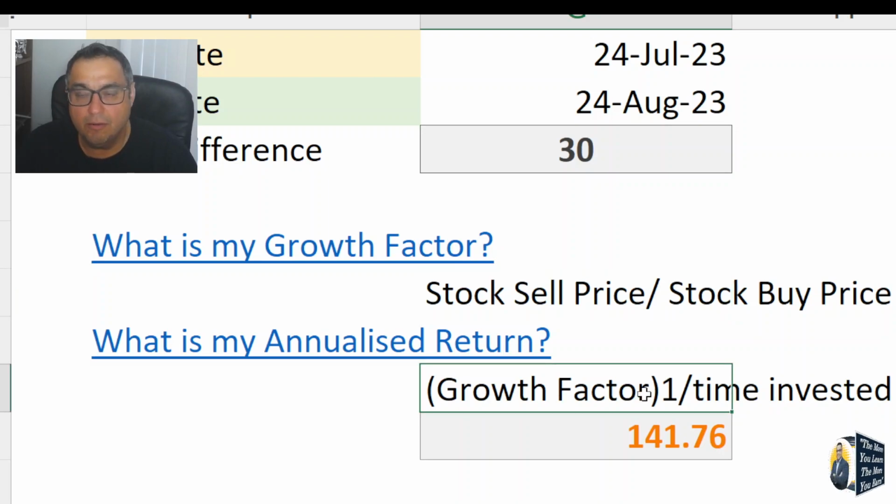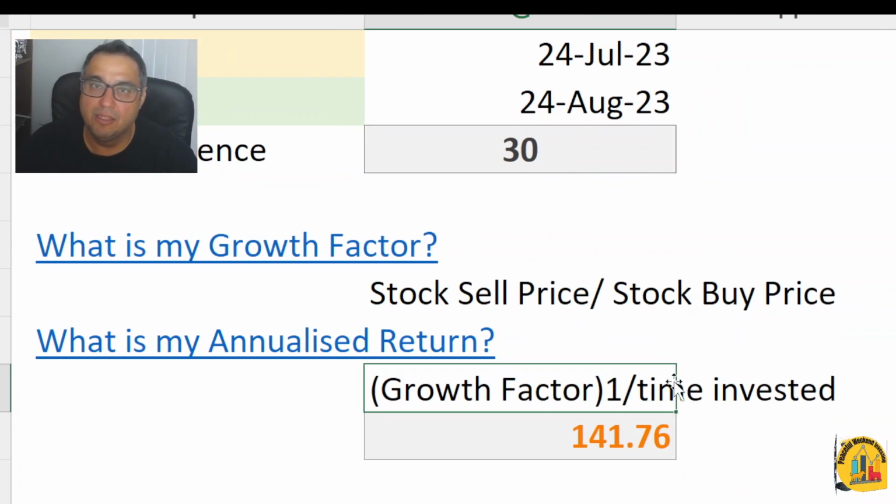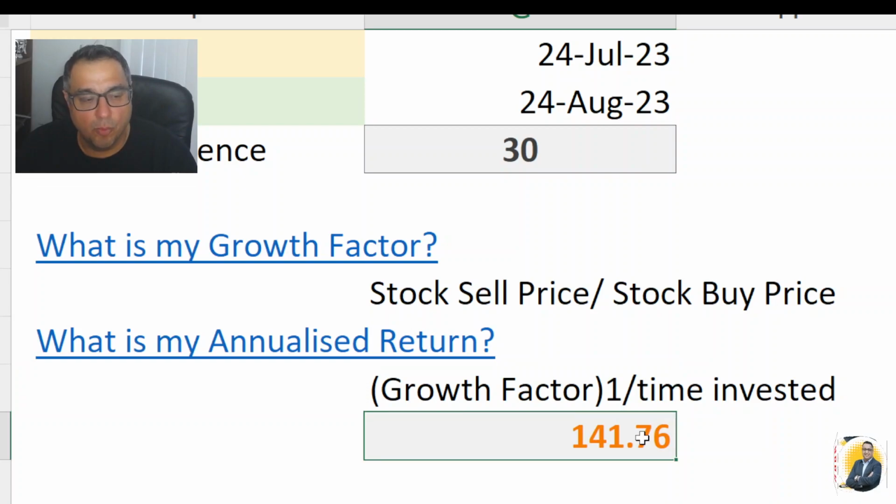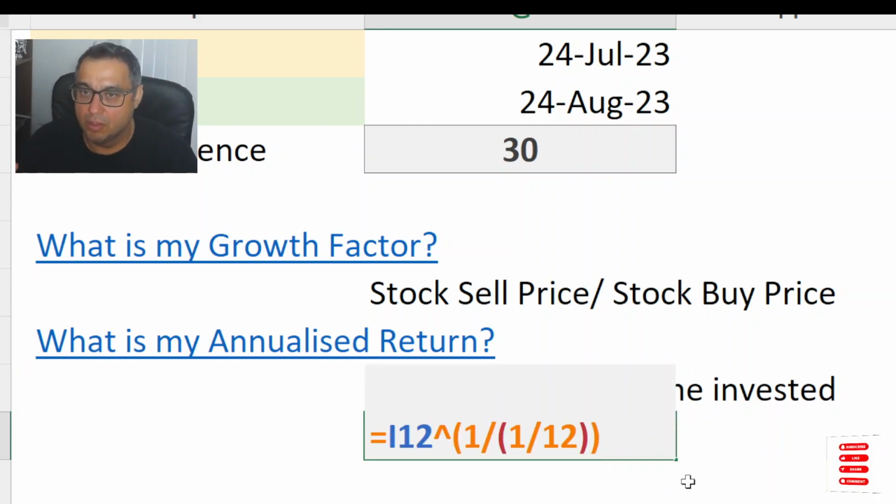So growth factor, and you would raise that to 1 divided by time invested. Okay, what do you mean by time invested? Time invested can be in years, months, days, and whatever way it is. In this case, it was 30 days. I'm considering it as 1 month. So the formula is the growth factor raised to 1 divided by, and now I am doing the monthly one, which is 1 divided by 12.